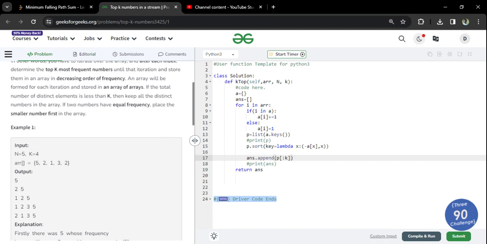What is lambda? This is called the lambda function basically. That is, for each x. What is x, by the way? That is each element in this particular array. What we have to do is sort it based on minus A of x and x. Why am I doing minus A of x? Let me tell you quickly.